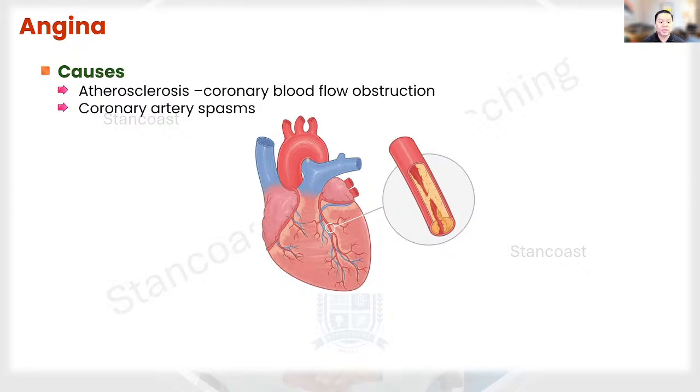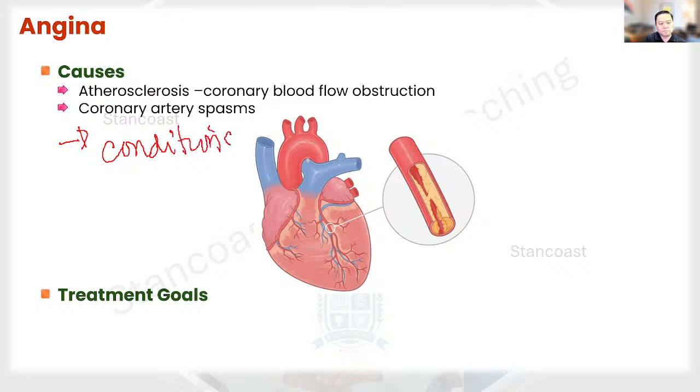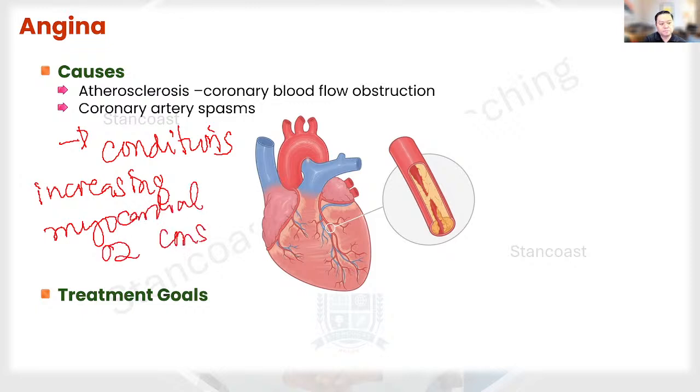Okay. Now, there are also some conditions that may increase oxygen consumption, and that would be the next cause. And it could be one of the following. So part of the causes right here will be conditions increasing the myocardial O2 consumption. And one of the following here could be hypertension, okay? High blood pressure.